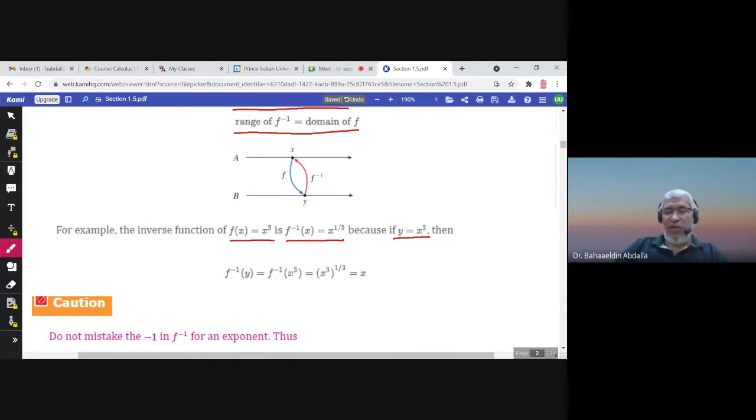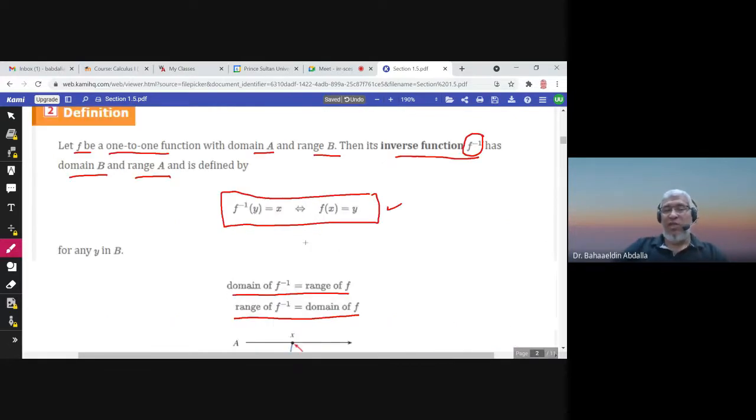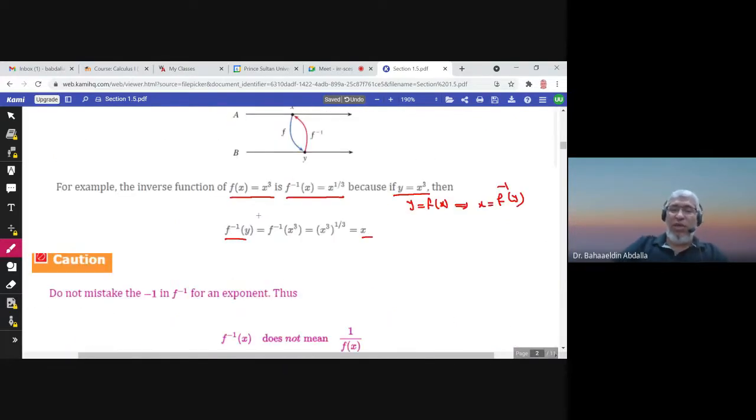So f inverse of x cubed, I go to the definition of f inverse of x, replace x by x cubed. So I will have x cubed to the power 1 over 3. 3 times 1 over 3 is 1. So I have x. So I proved here that y equals f of x implies that x equals f inverse of y. Here x equals f inverse of y. So they satisfy this definition. So actually f inverse of x is correct in this case.